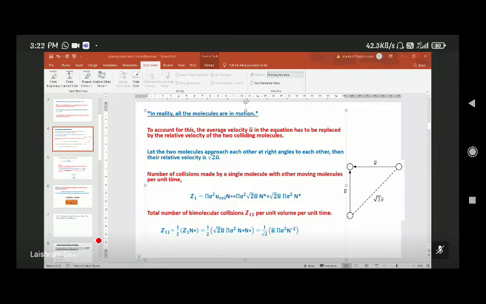मैम, Z1 को तब कंसीडर किया गया जब सिंगल मॉलिक्यूल को मान रहे हैं हम मोशन में, और Z11 तब है जब बाइमॉलिक्यूलर कोलिजन है. Bimolecular collisions तो दोनों हैं, but how will you differentiate Z1 and Z11? Z11 में हमने सभी मॉलिक्यूल्स को माना है मोशन में. Z1 में भी तो माना है, इस वाले एक्सप्रेशन में भी तो Z1 में भी we have assumed, we have taken care कि दोनों molecules move कर रहे.